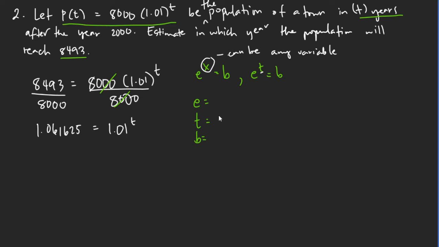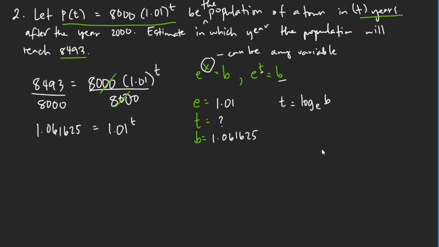Okay? So for e, that is the one being raised by a specific exponent, and that is 1.01. Your t is unknown, while your b is the value on the left side of the equation. That is 1.061625. That is your b. Okay? So, to solve for t, we're going to substitute the values of e, t, and b to the logarithm of e. So, that is t is equal to the log of e of b.